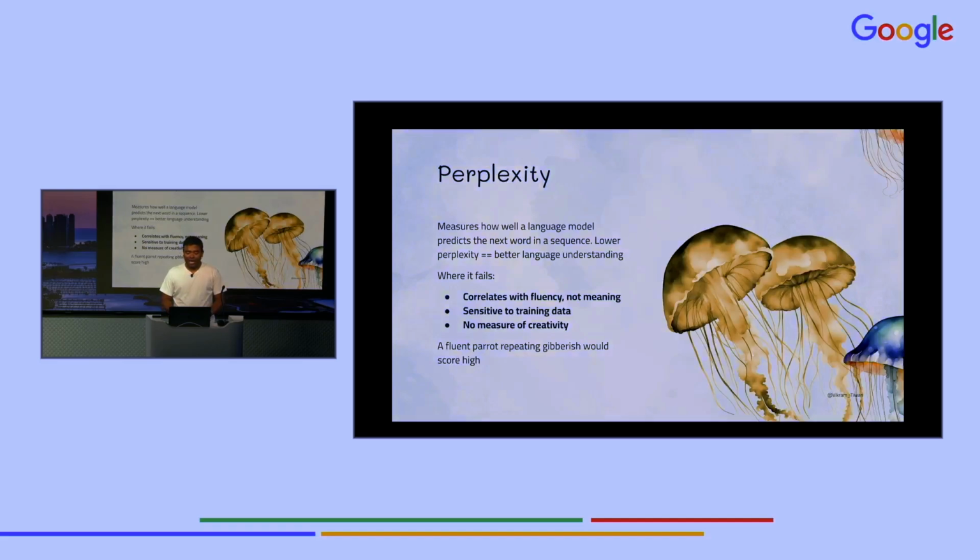Okay, so then we have perplexity. I promise this is the last slide on these metrics. The best way to think about this is: the lower the perplexity, the better the language understanding. So this is more about understanding of the language. This correlates with fluency. So again, the cat example: if your model can predict the next word very well, "cat sits, cat sits, cat sits," it has a high score. There's no meaning at the end of it, but it gives a very high score.